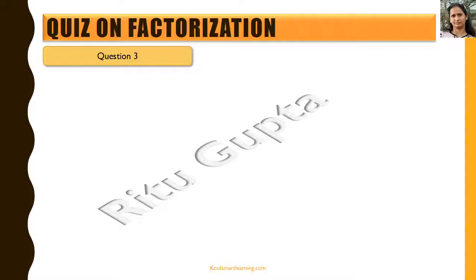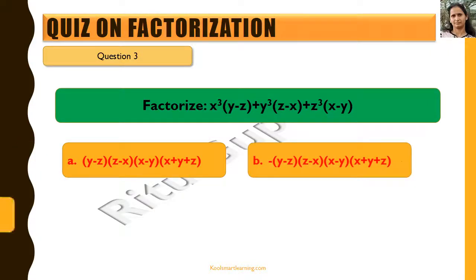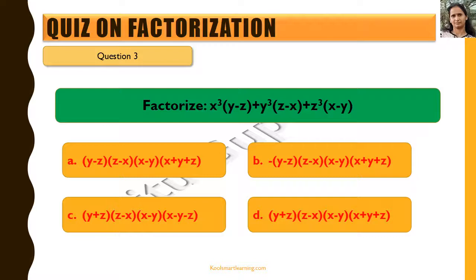Let's now go over to the third question on factorization. And the question is, we need to factorize x cube multiplied by y minus z plus y cube multiplied by z minus x plus z cube multiplied by x minus y. And here are the options that we have.